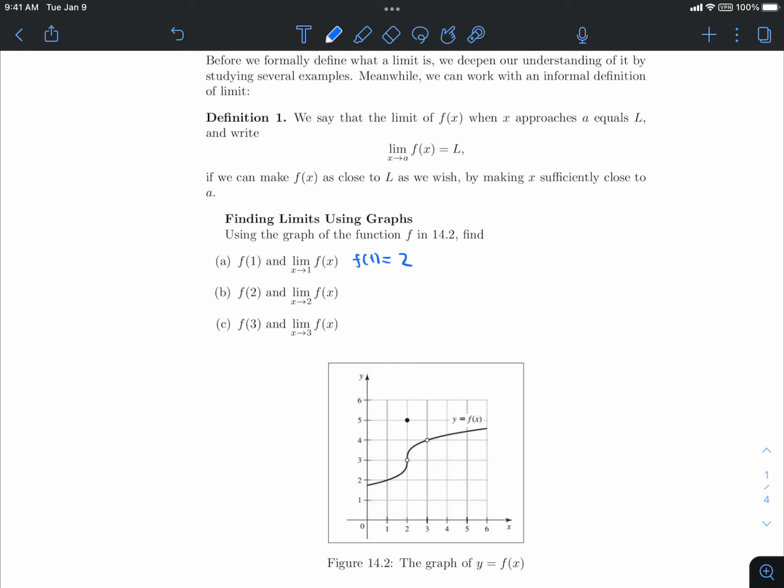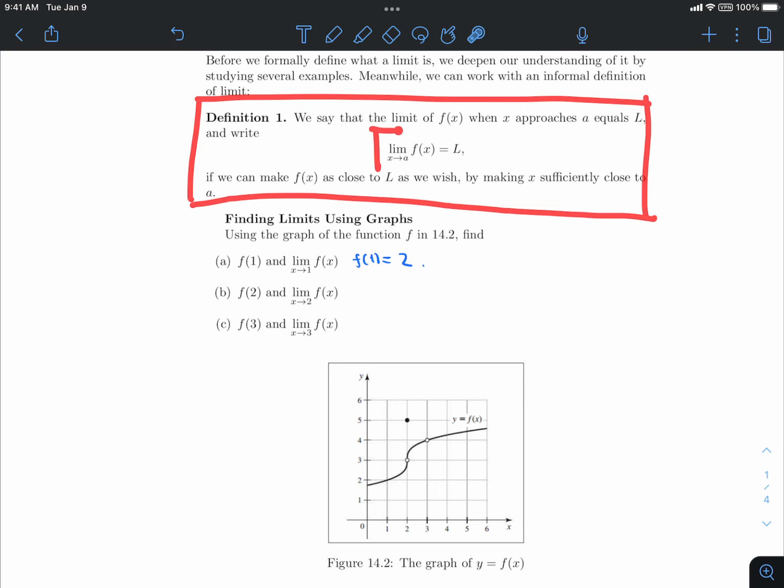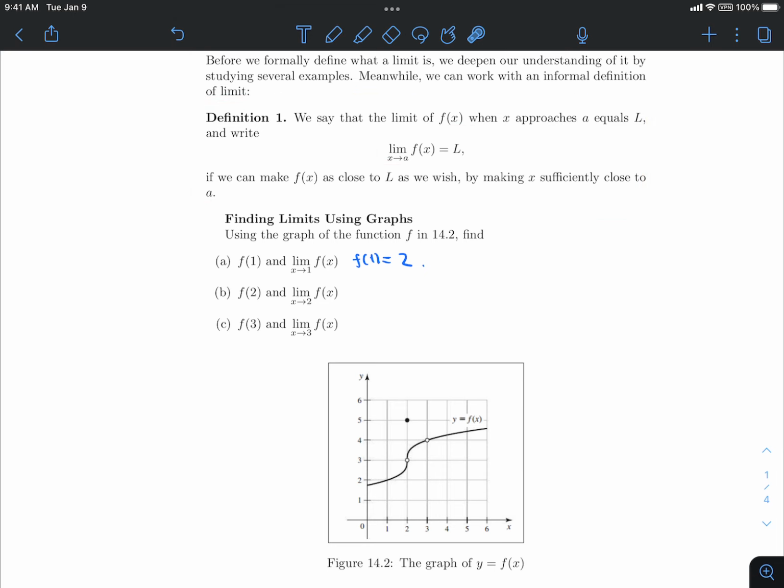So this is easy. This is something you've done before. Now, what is the limit of f of x as x approaches 1? This definition on the top here is the notation we're going to use. This is not formal. This is an idea. We're going to say that the limit equals L if we can make f of x as close to L as we want, as long as we make x close enough to a. Here our a is 1.